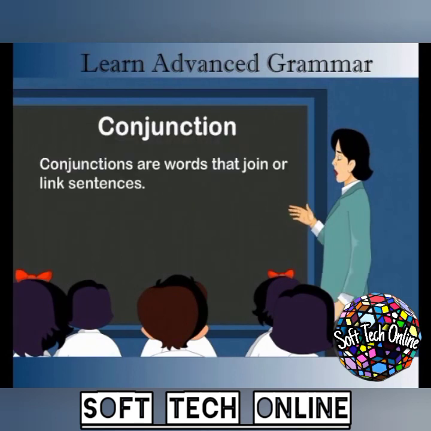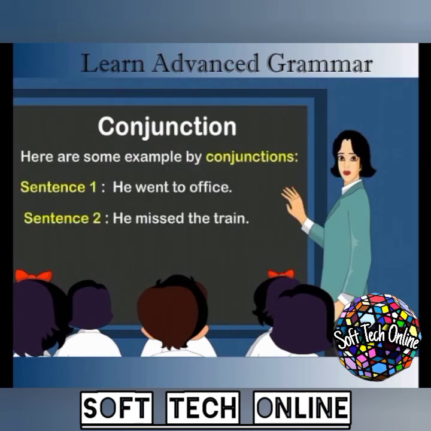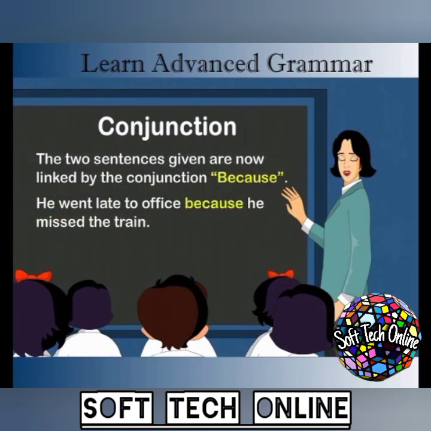Conjunction. Conjunctions are words that join or link sentences. Here are some examples of conjunctions. Sentence 1: He went to office. Sentence 2: He missed the train. The two sentences given are now linked by the conjunction because. He went late to office because he missed the train.